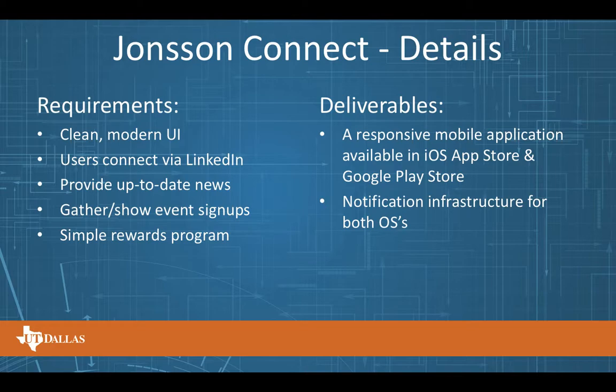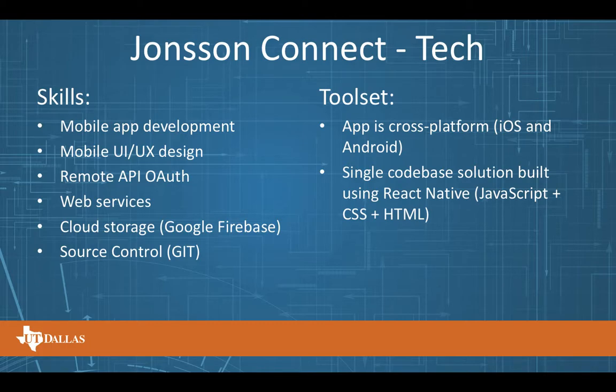The requirements are a clean, modern user interface and connecting via LinkedIn and providing up-to-date news and events. All of the stuff is already provided in phase 1 as the app exists today, so we'll get into details of what you'd be adding on here in a second. The deliverables are an actual straight-up mobile application in the iOS App Store and in the Google Play Store, the same as we can go and download on our phone now. And obviously, the skills we're looking for are going to be mobile application development, along with, of course, the UI and UX that goes with the things.